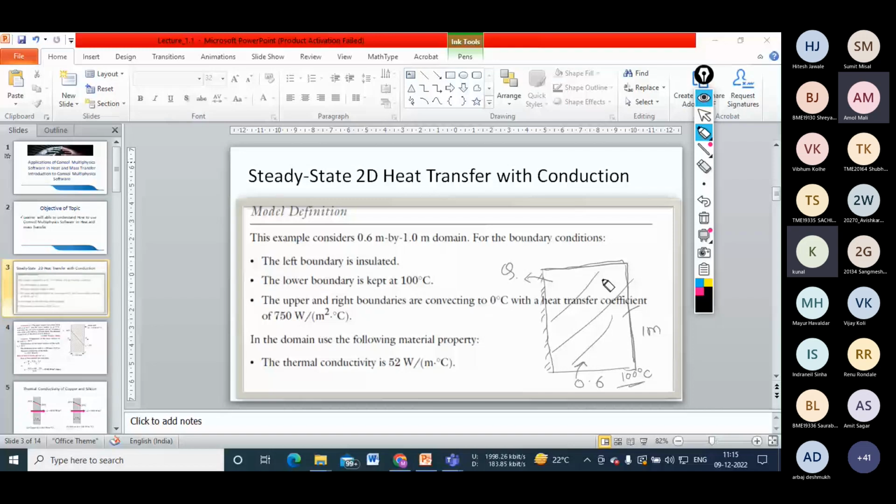And at the upper and right hand boundaries, convection is occurring here, because these two edges are exposed to the environment. Here the heat transfer coefficient h will be 750, and the temperature will be the atmospheric temperature.